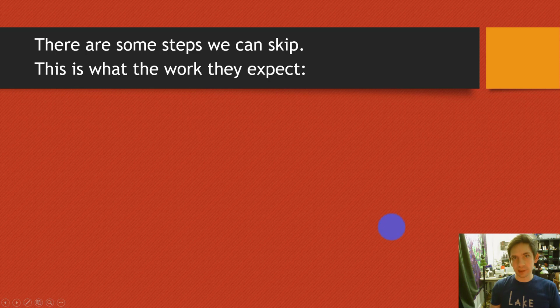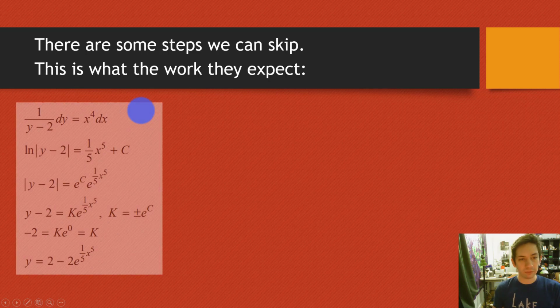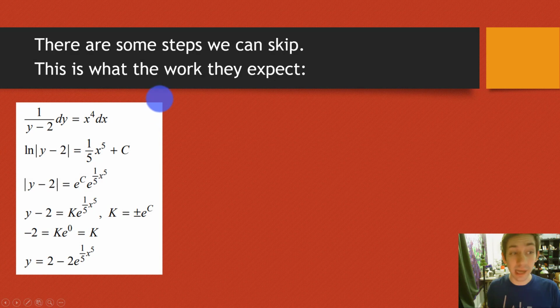And there are some steps we can skip. This is the work that they expect, the minimum amount of work, is this. Still a lot of steps, but they don't show as much work as we did. Let's show what they did.